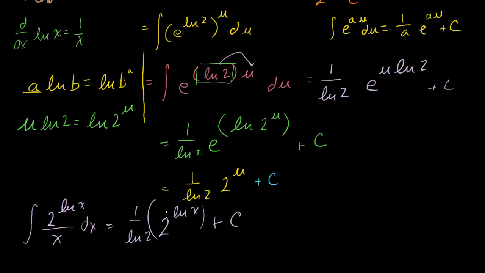And we're done. The natural log of 2 isn't in the denominator; the way I wrote it might look a little ambiguous. And we're done. And that was a pretty neat problem.